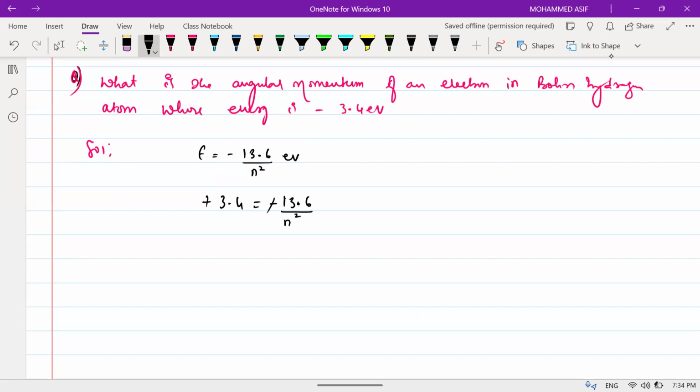So how much are we getting the N value from this one? The minus will get cancelled. N square is equal to 13.6 divided by 3.4. So how many times will it go? Anyone? Four times. N square value is 4. That means N value is how much for me? 2. If N value is 2, can I calculate the angular momentum, beta?